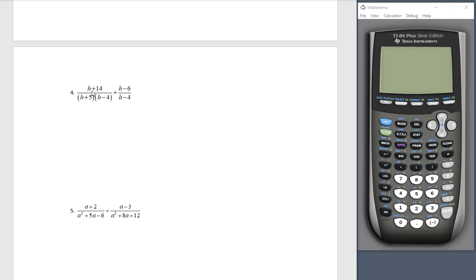Problem number 4. h plus 14 over h plus 5 times h minus 4, plus h minus 6 over h minus 4. It looks to me like my least common denominator, which I always try to write down, will be h plus 5 times h minus 4, right? h minus 4 is in there. Both of these are in there. So instead of rewriting both of them, I only have to multiply this one.